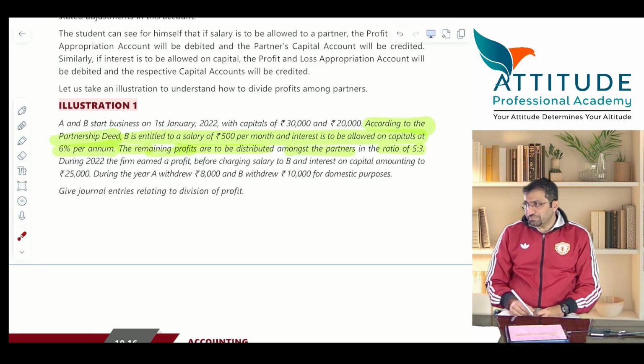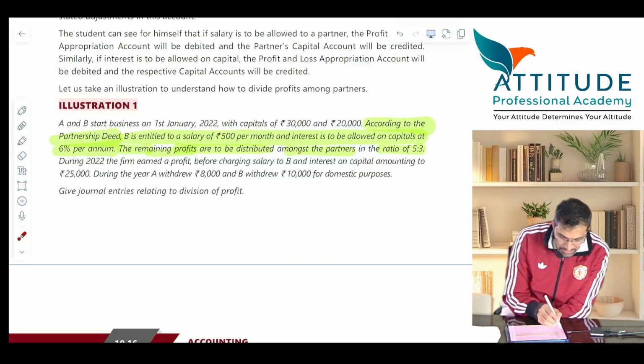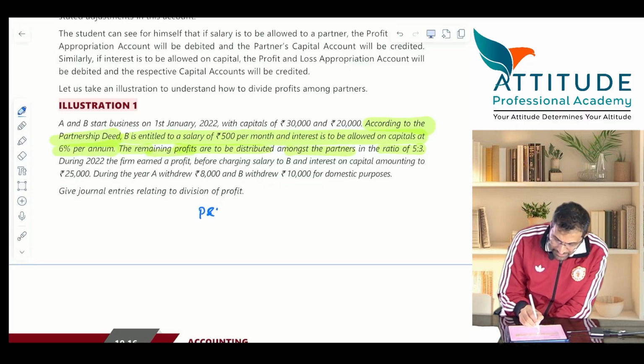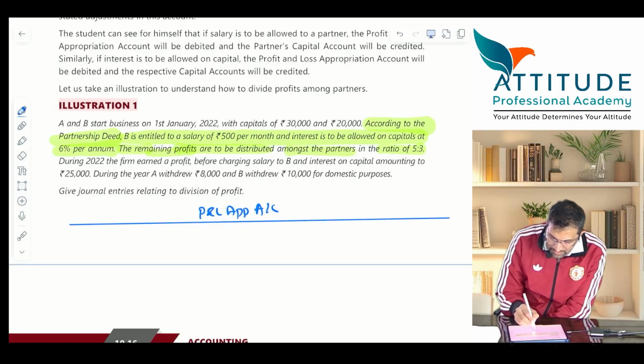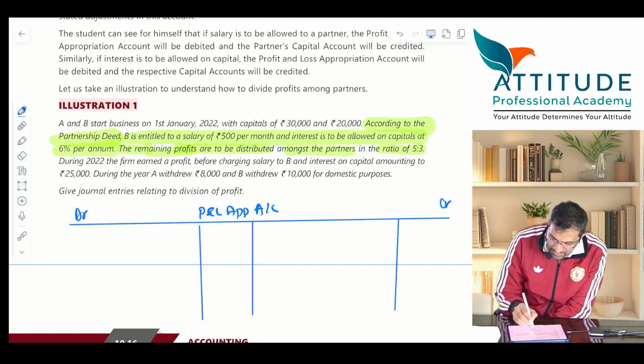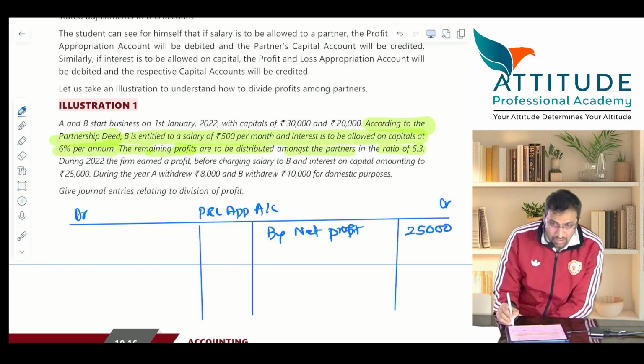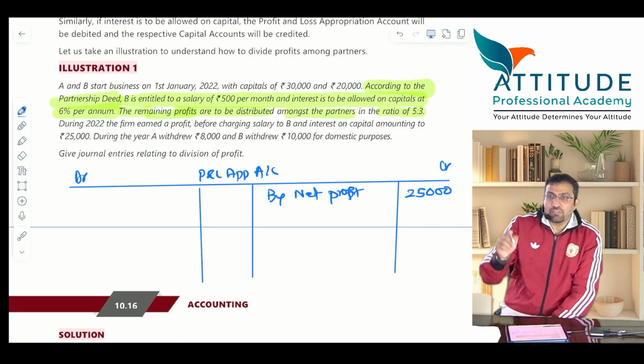Tell me the first entry. I want the journal entry. First is 25,000 is net profit. Here P&L appropriation account. Net profit, debit or credit? You don't pass the entry right now. I'll first put an account. Directly go on passing the entries. By net profit, 25,000.